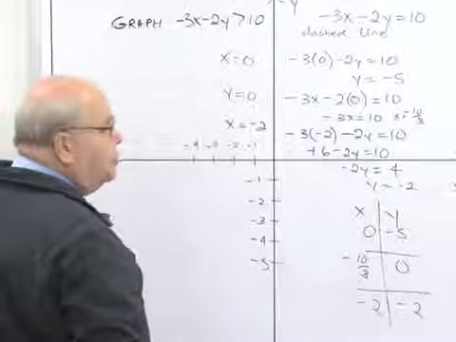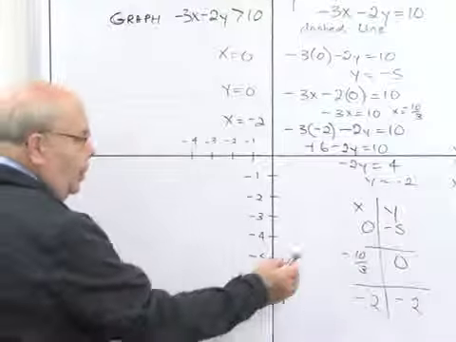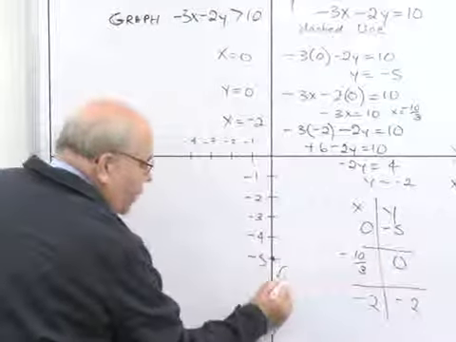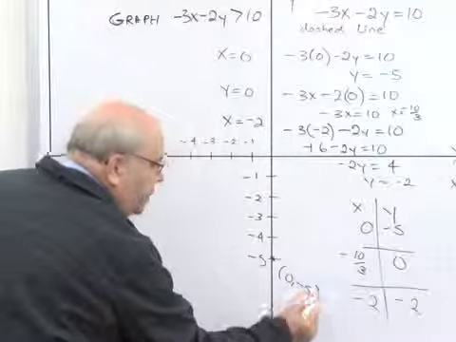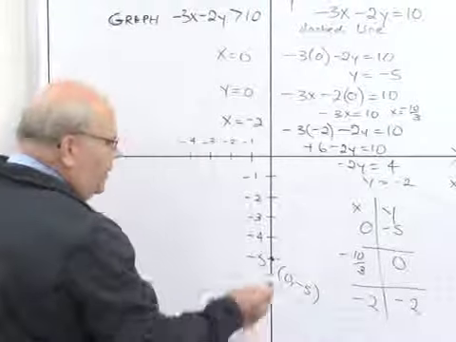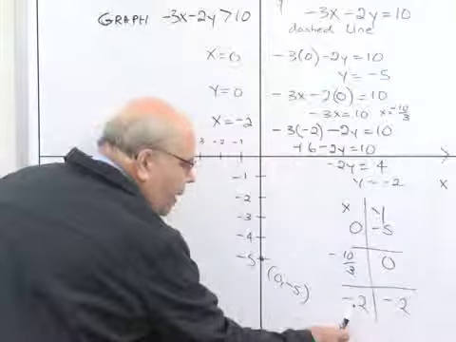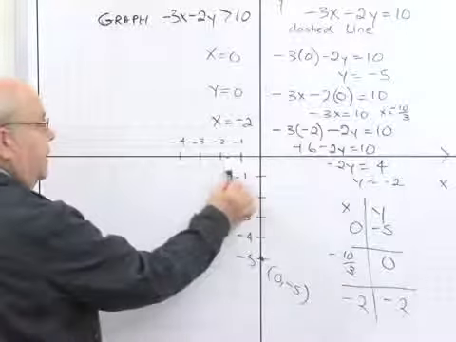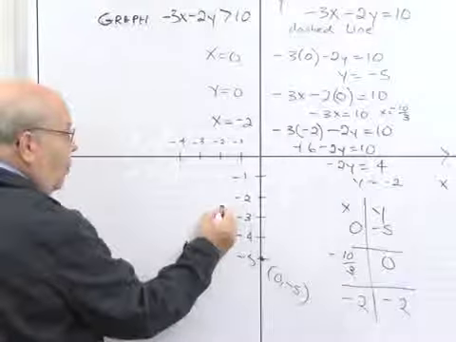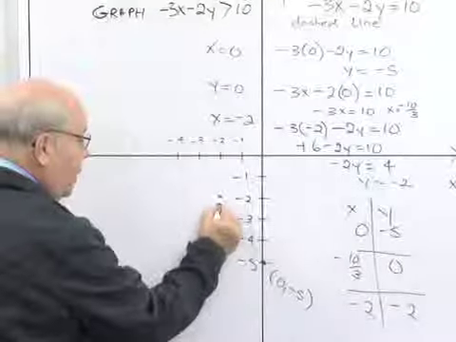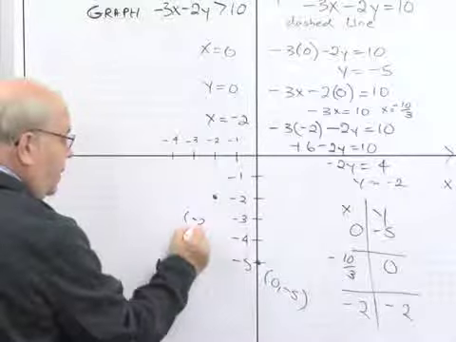Let's see where those three boundary points are. When x is 0, y is minus 5. Here's the ordered pair, 0, minus 5. Now this one's a fraction, so we'll save that one for last. We have the point negative 2, negative 2. That means if x is negative 2, y goes down to negative 2, and the points end up right here.